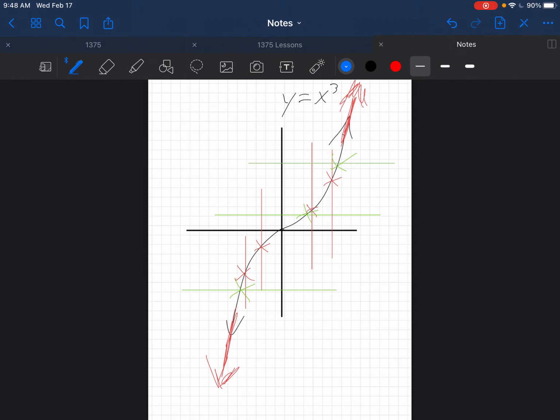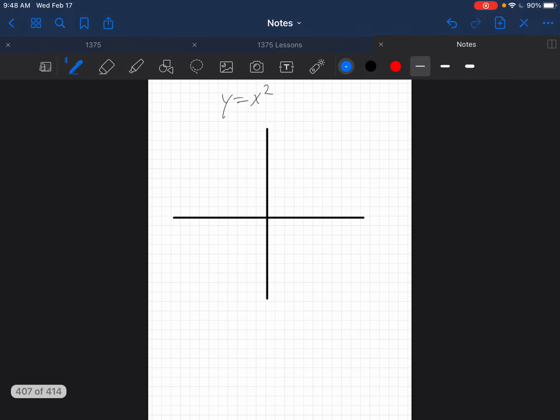One more quick thing. Let's go back to y equals x squared. I'll draw this in black right here. y equals x squared is a parabola that goes through the origin, and again it passes the vertical line test in any place, but does not pass the horizontal line test.